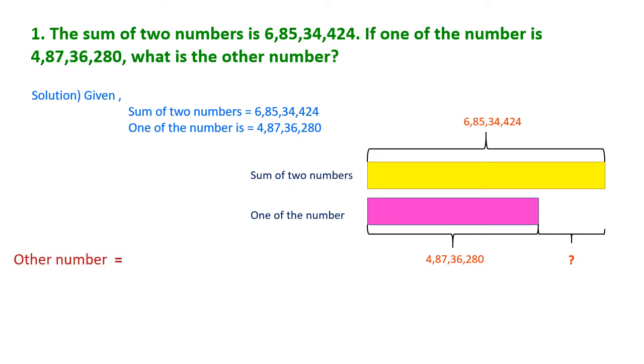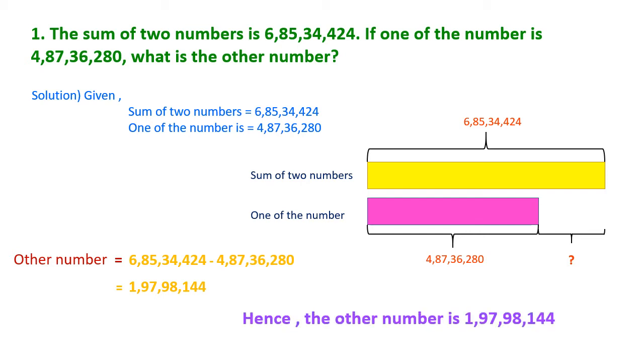Hence, the other number which we want to find out is 6 crore 85 lakh 34,424 minus 4 crore 87 lakh 36,280. And the answer is 1 crore 97 lakh 98,144. Hence, the other number is 1 crore 97 lakh 98,144.